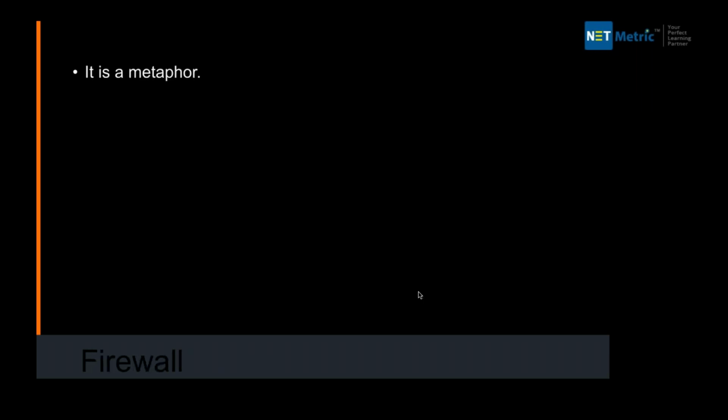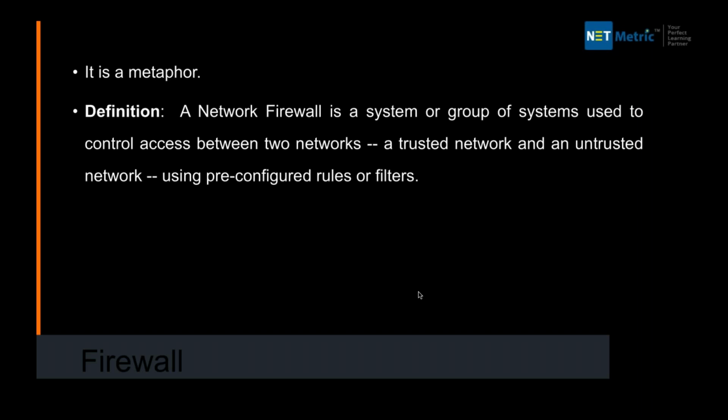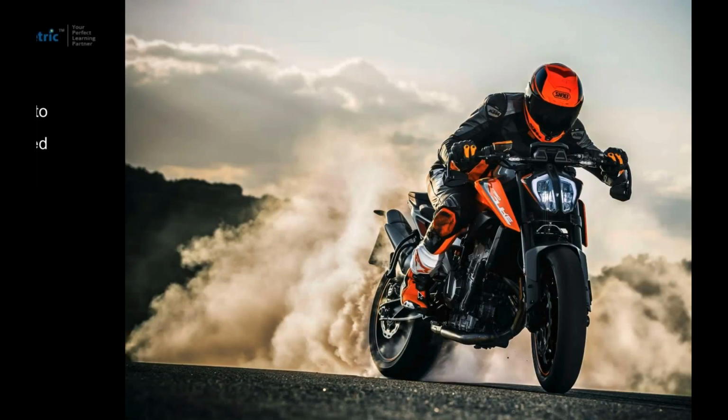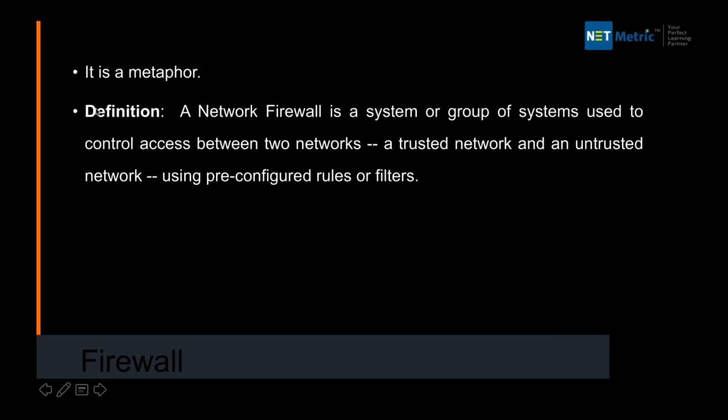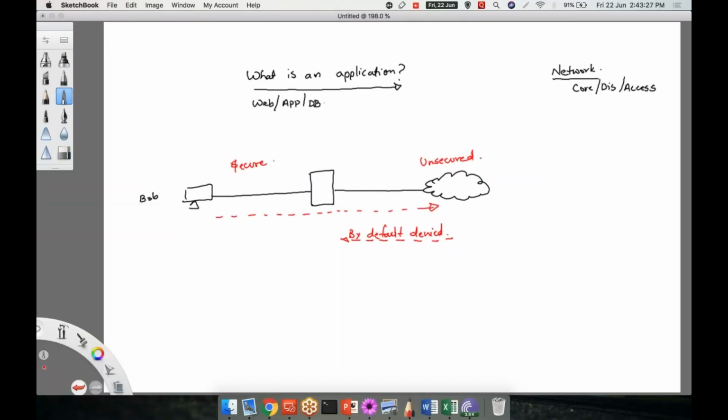Firewall. It's basically a metaphor. If we want a precise definition of a firewall, a network firewall is a system. It can be a single device, it can be a group of devices, and so on and so forth.